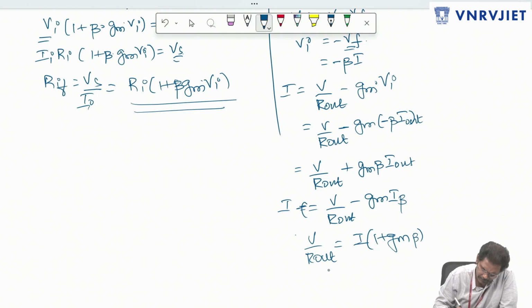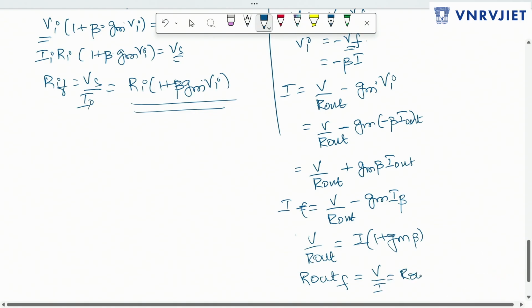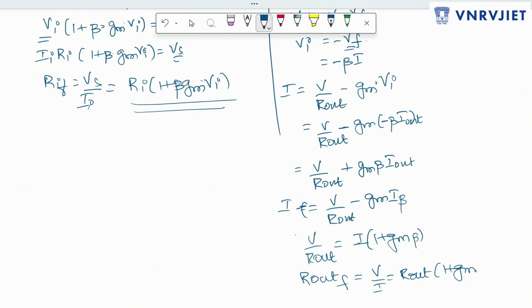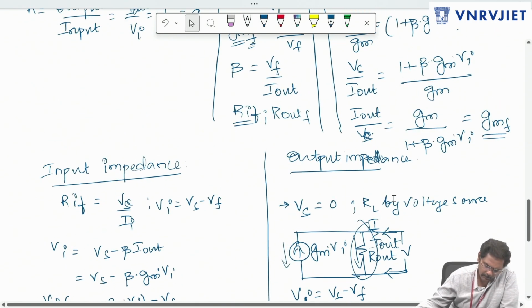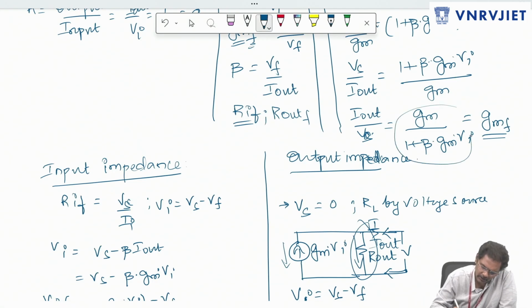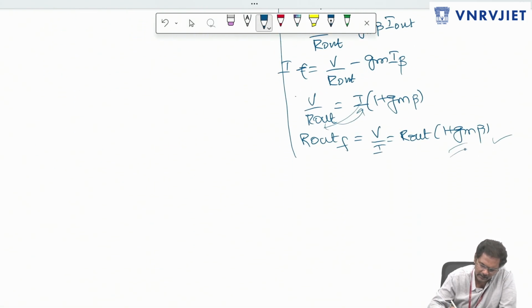So if I want to find R out F, that is going to be V by I, which is R out into 1 plus Gm times beta. So what did I do? I brought this down, I took it up, so I get this value. So overall, if you see for this, the input impedance is increased, and the output impedance is also increased. Now just a briefing of what we have seen. Here you see that the gain is GMF, and then the input impedance has increased and the output impedance is also increased, right?